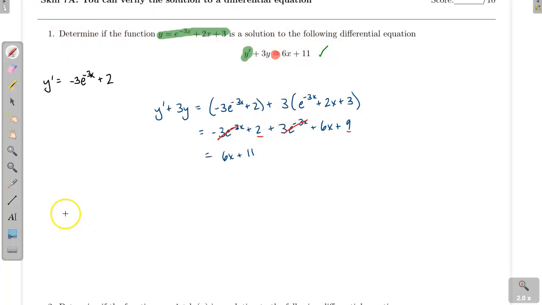So just write something simple like y is a solution.